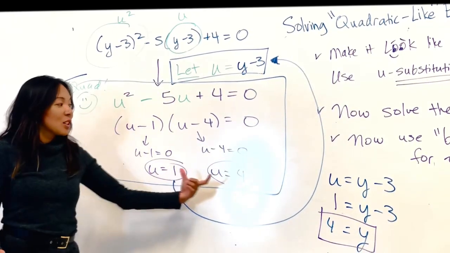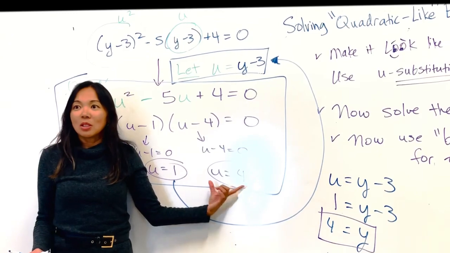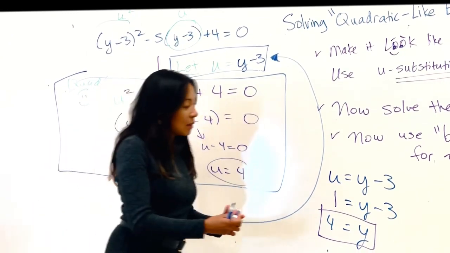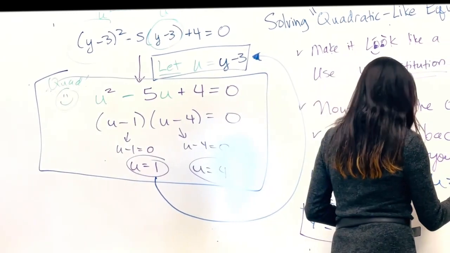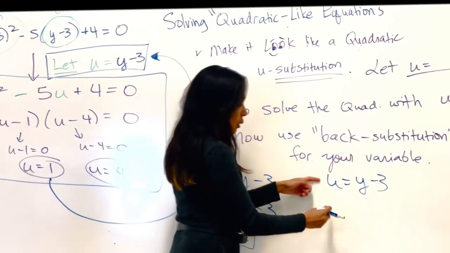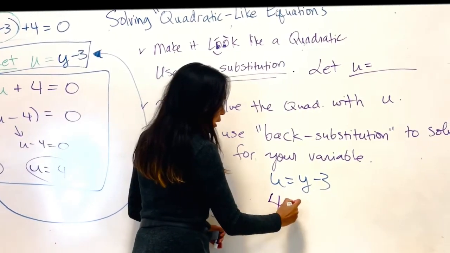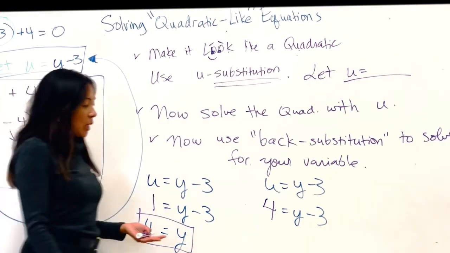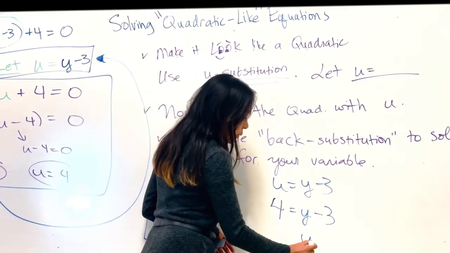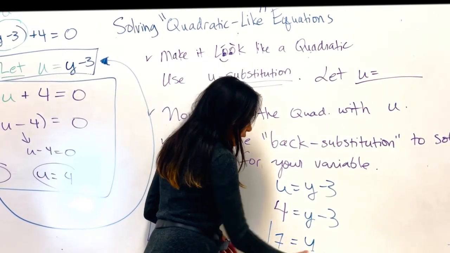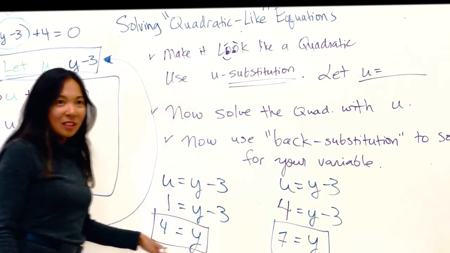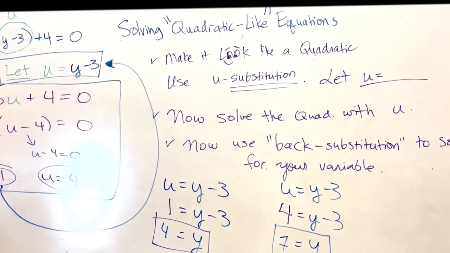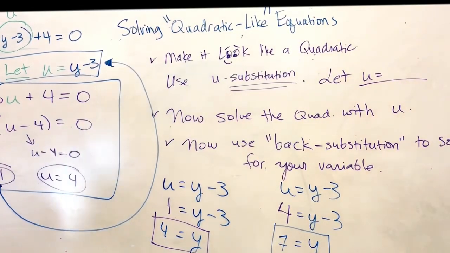But notice there's another u. U is equal to 4. So now I'm going to plug the 4 in for u. So I have 4 is equal to y minus 3. So what do I get when I solve for y? 7. Y is equal to 7. Was that right, Daryl? In the back? Any questions on this?